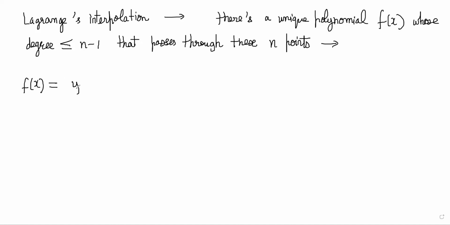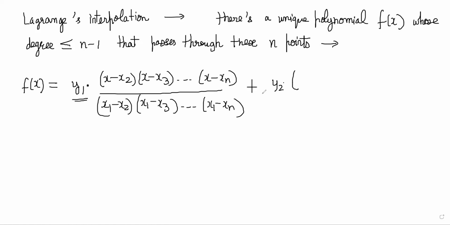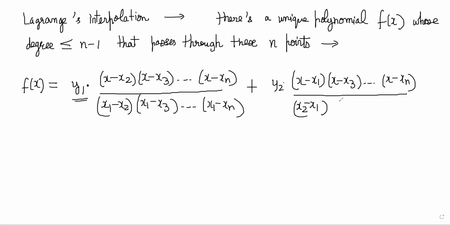F of x is going to be equal to y1 times x minus x2, x minus x3, product till x minus xn, divided by x1 minus x2, x1 minus x3, product till x1 minus xn. This was with the y1 point. Then we take y2, and now the missing factor on top will be x minus x2. So you'll get x minus x1, x minus x3 till x minus xn, divided by, in here you put x2 minus x1, x2 minus x3 till x2 minus xn, and so on.